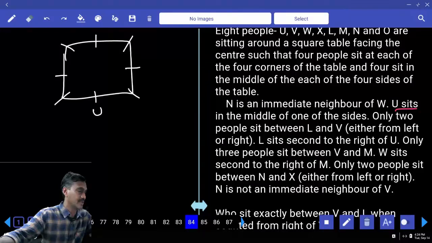Only 2 people between L and V. L sits second to the right of U. L is seated second to the right of U. 2 people between L and V.